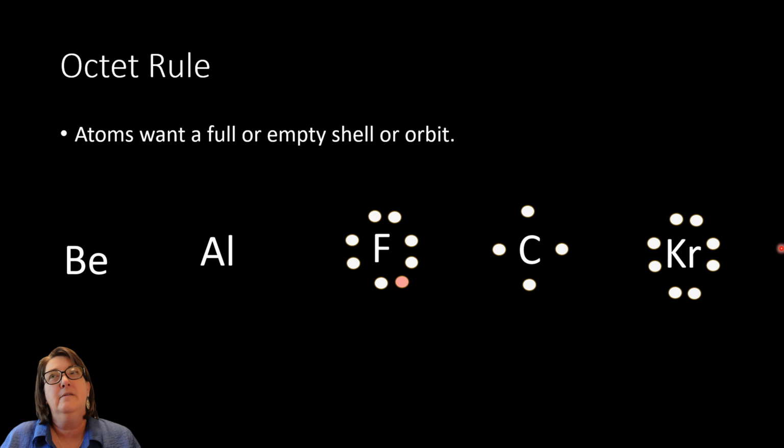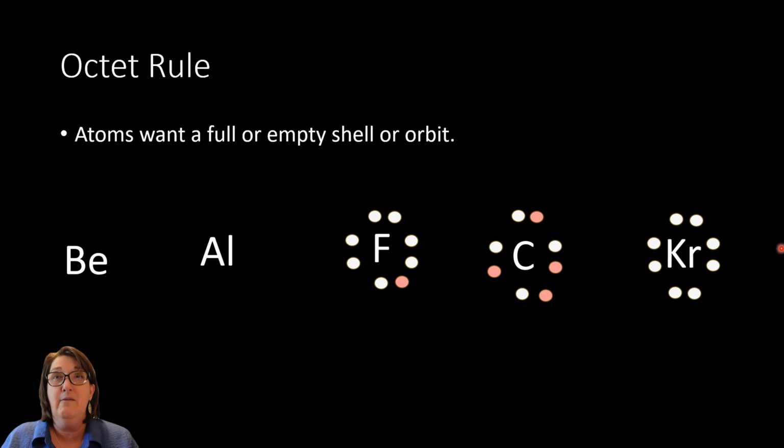Carbon's a little different. I have 4. So is it easier for carbon to get rid of 4 or to bring in 4? For carbon, it's going to use the same amount of energy either way. So carbon can either get rid of 4 or it can bring in 4. So carbon can be plus or minus 4.